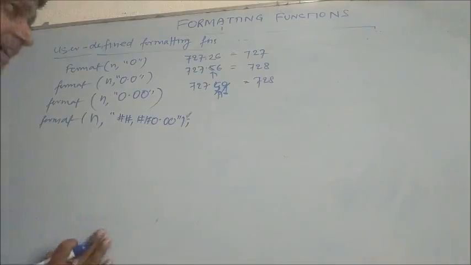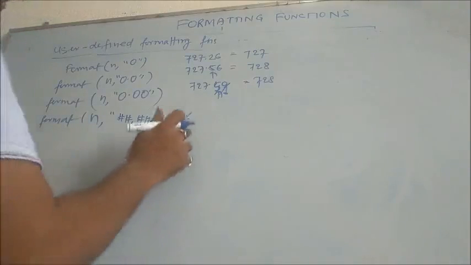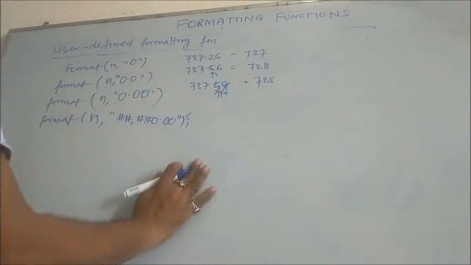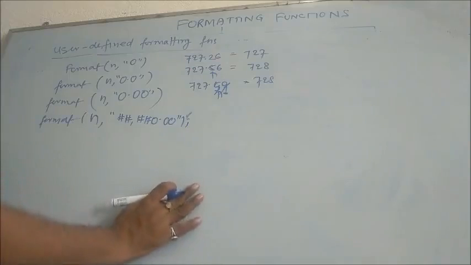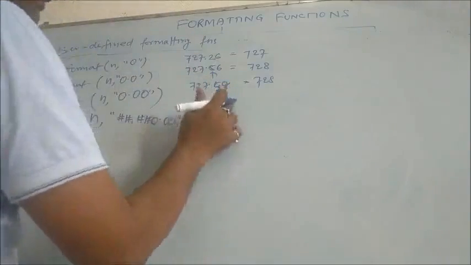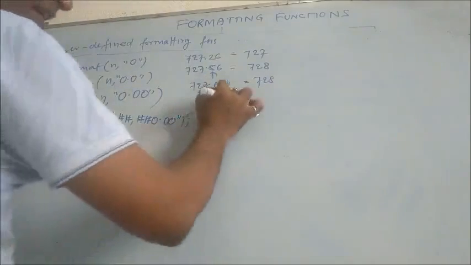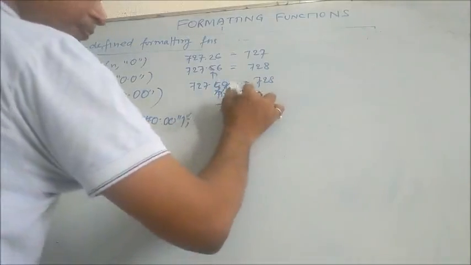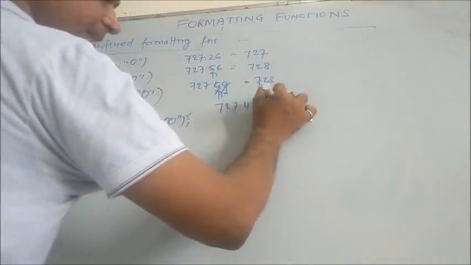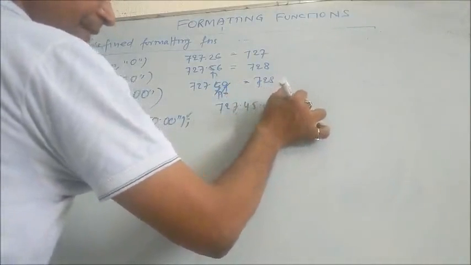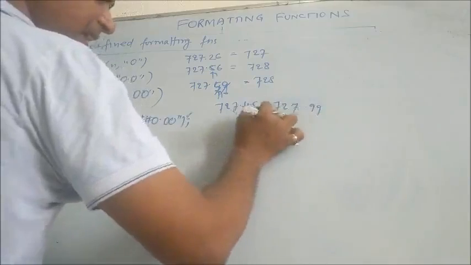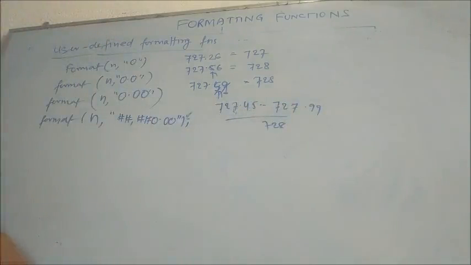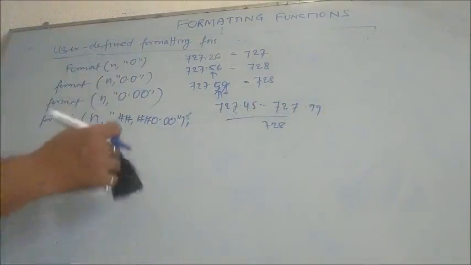That means after 4, 5, the number will be rounded, from 4.5 to 9, and I am just repeating this example. From 727.45 up to 727.99, the answer will be 728 for the first one, right? Now just see, the same question is being taken.